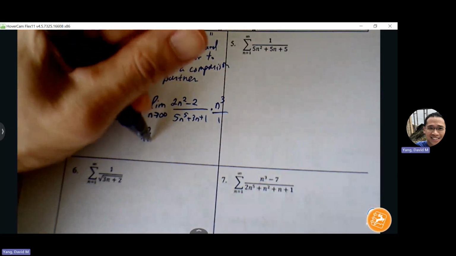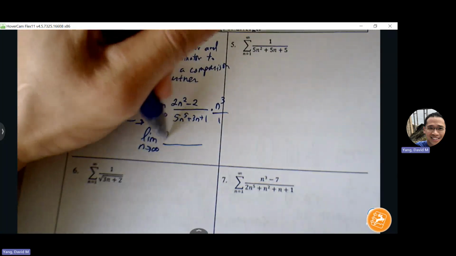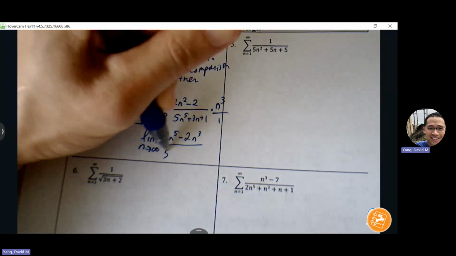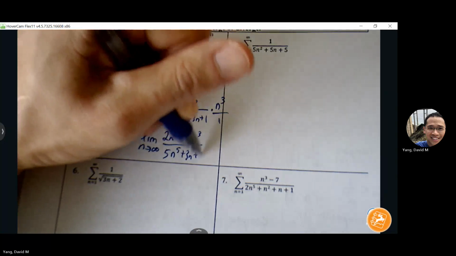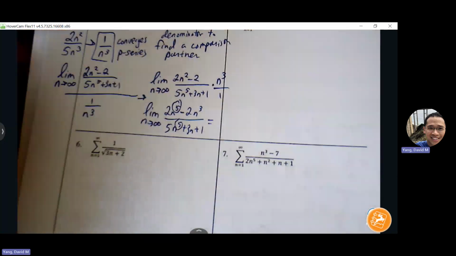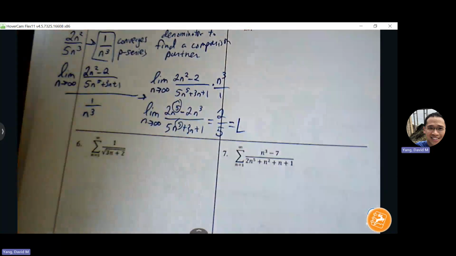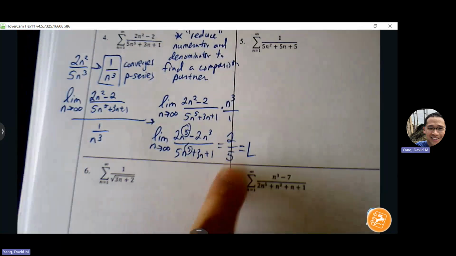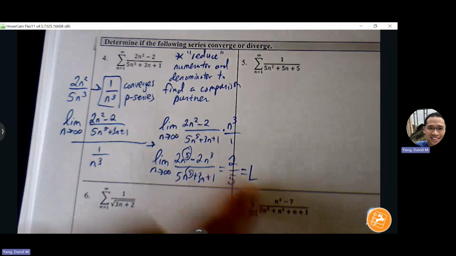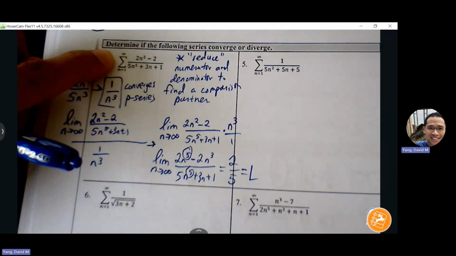Okay, so if I multiply this through here, and we're doing limit as it approaches infinity, we only care about the highest degree, right? So I get 2n to the 5th minus 2n cubed. I don't really care about that 2n cubed. Okay, is this going to lead us to a real number? Yes, my degrees match. My coefficient is a real number. 2/5 is a finite number. Therefore, we know that this is a conclusive test. Therefore, we can say by limit comparison test, since 1 over n cubed converges, this series also converges.